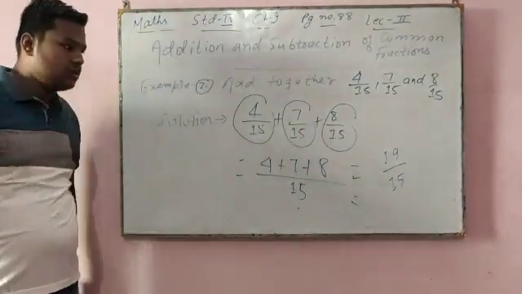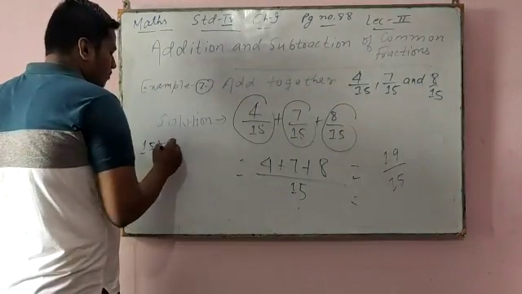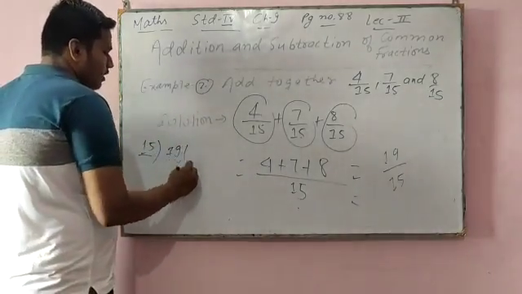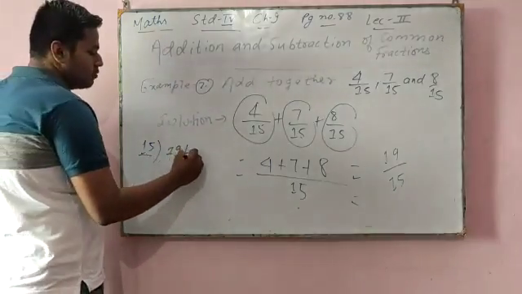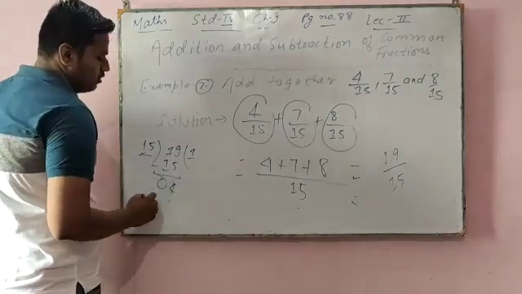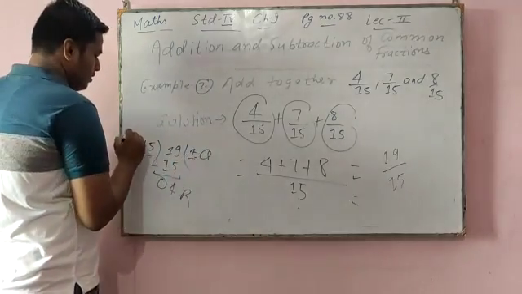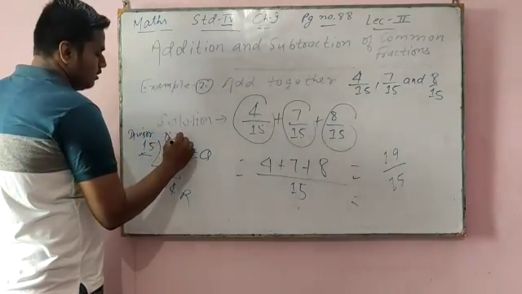So see how we change it. We divide numerator by denominator. The denominator is 15. Whenever we divide, we write the small number here, the large number here. Now divide: 15 times 1, 15. 19 minus 15, 4. This is our quotient, this is our remainder, this is our divisor, and this is our dividend.